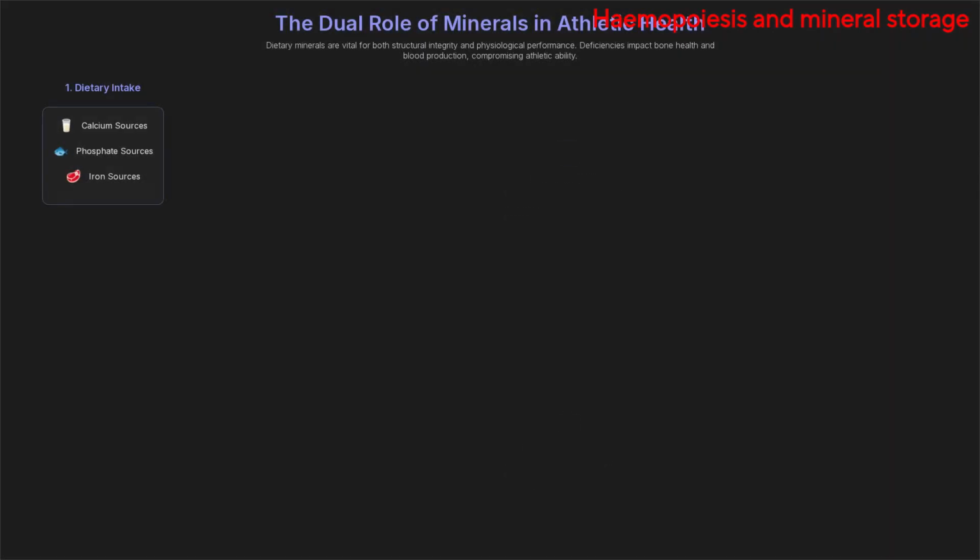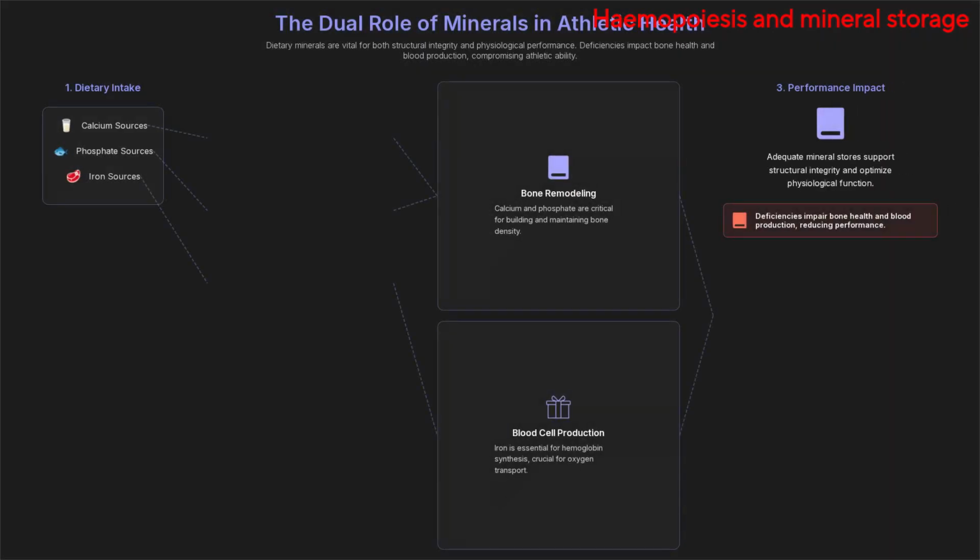This dual role highlights why adequate dietary calcium, phosphate, and iron intake becomes crucial for athletes, as deficiencies not only compromise bone health through altered remodeling, but also impair blood cell production and mineral availability, directly affecting both structural integrity and physiological performance in sport and exercise contexts.